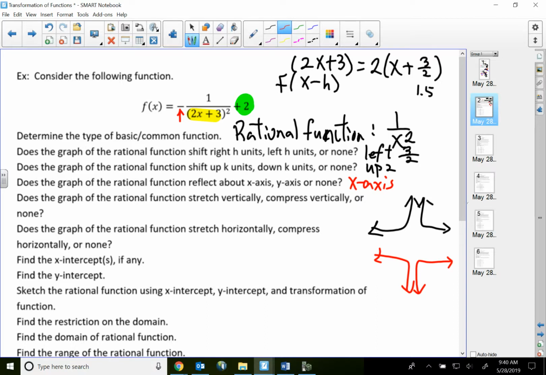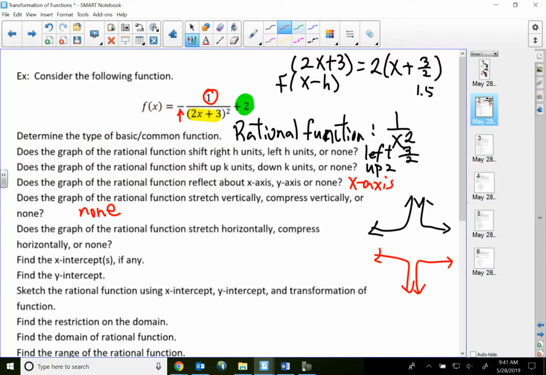Does the graph of the rational function stretch vertically or compress vertically? The answer will be no. Why none? Because of the 1. Unlike the previous one, where there was a -2, this is actually 1. So there's no vertical stretch or compression.